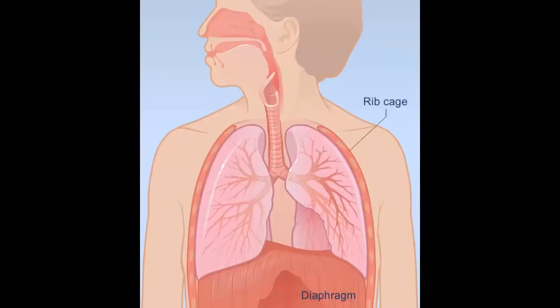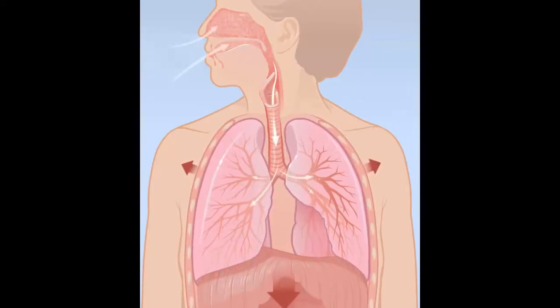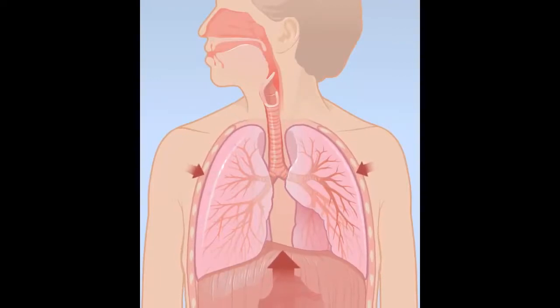When you inhale, the diaphragm contracts and moves downward, and the ribcage is pulled up and outward. When you exhale, the diaphragm relaxes and moves upward, and the ribcage pulls inward. This helps decrease the volume and increase the pressure in the lungs, forcing air outside through the trachea.